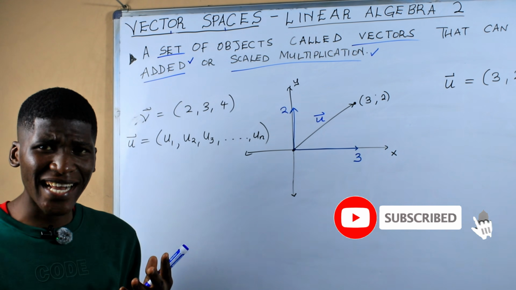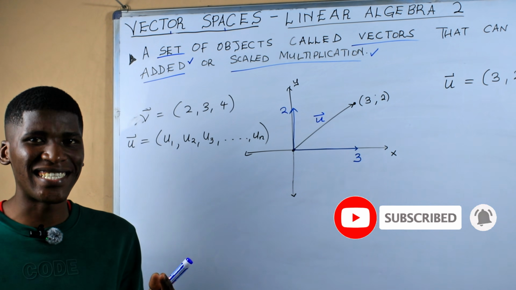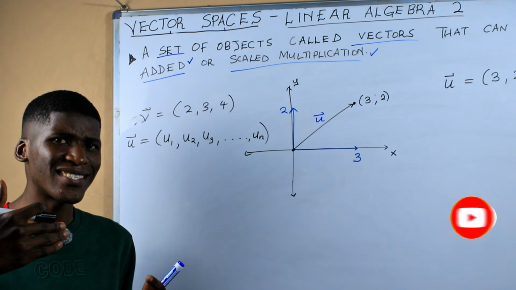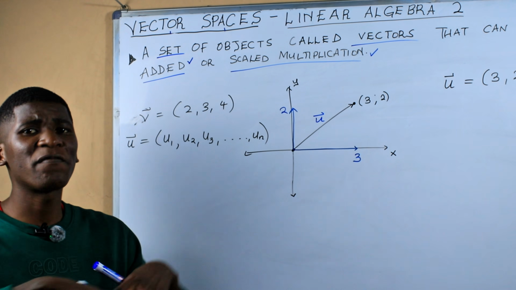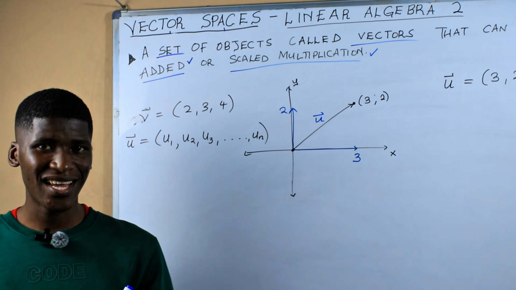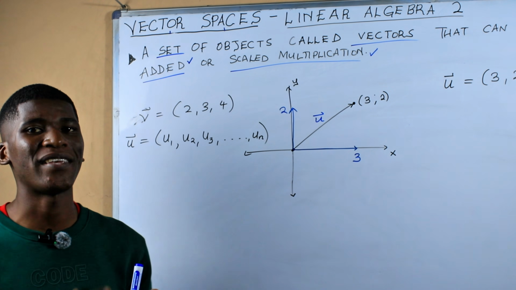But now in linear algebra, it's more of an abstract idea to say that if we have more components and more dimensions, all of them will be contained in one space, and that is known as a vector space.